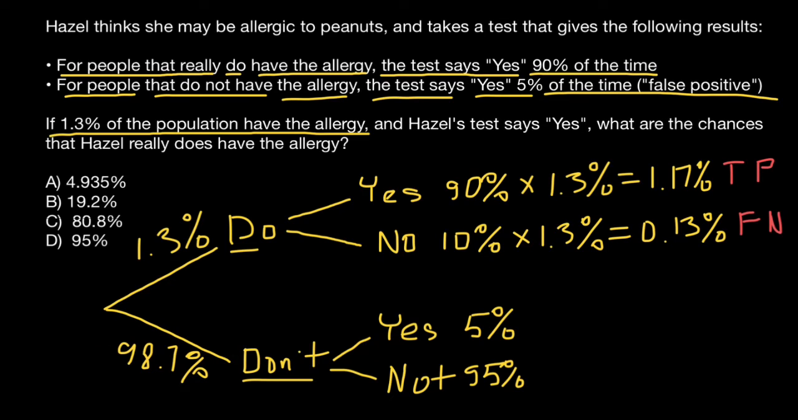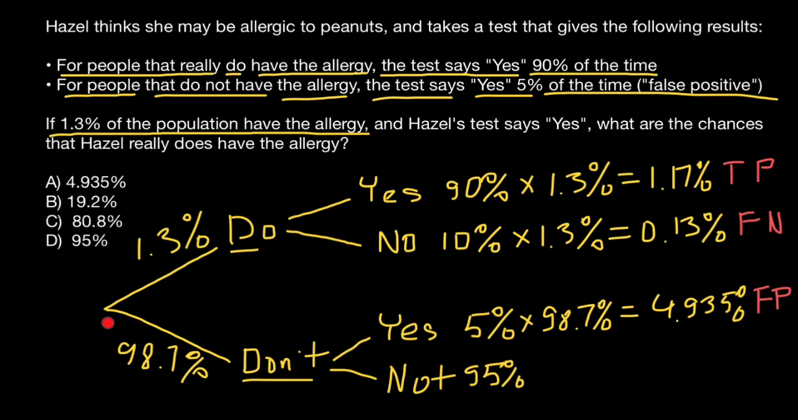We are left with two categories. 98.7% of the population don't have this allergy, but due to the test not being very accurate, 5% of this 98.7% would test positive, so that would be false positive. So we have to multiply these frequencies, 5% times 98.7%, and we are going to get 4.935%. This is going to be false positive.